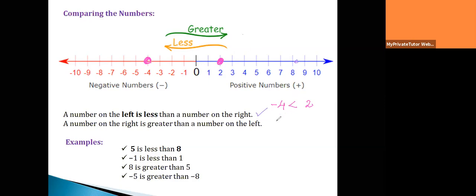Yeah. So for example, you can take any other number. If you are taking two numbers, the number which is on the left side of the other number is always lesser. And if you're looking for a greater number, you can think in this way. Let's take other two numbers, -1 and 6.